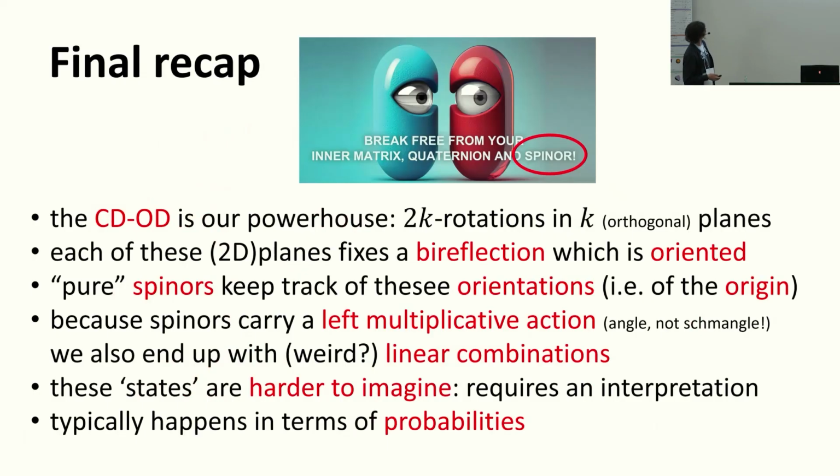And so this means that we have a final recap. And the final recap, I think, is an ode to CDOD, which is the absolute powerhouse of this talk. It is because of this orthogonal decomposition, it is because you can write 2k rotations in terms of k rotations in a plane, and because a rotation in a plane is oriented, clockwise or anti-clockwise. And that is what spinors keep track of. And that is all, that is very easy until you start taking linear combinations. And then I think it becomes a little bit muddled and you have to switch to cats.